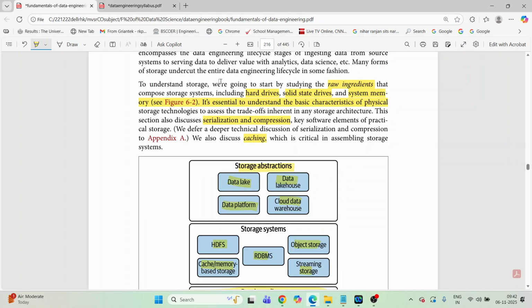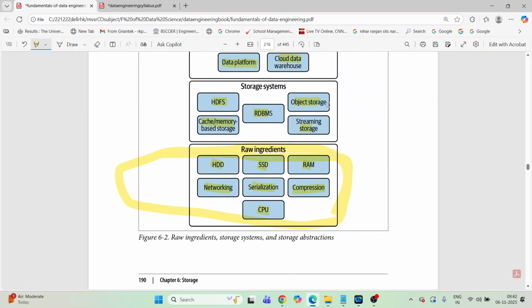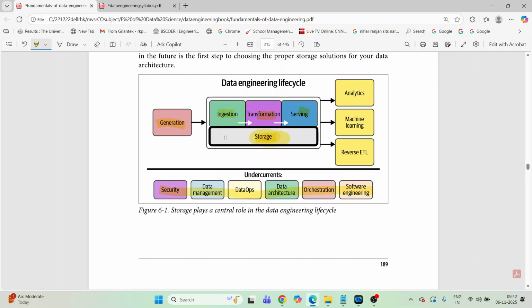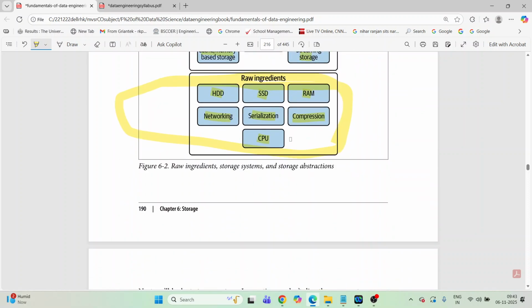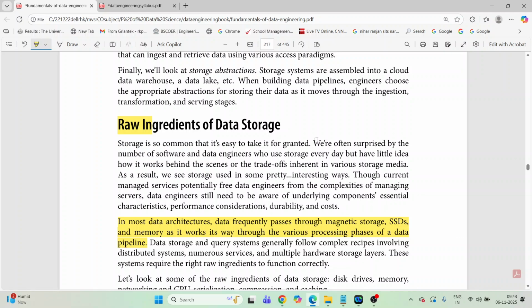So we need to understand the basic characteristics of all these physical storage systems. We also need to understand what serialization, compression, and caching are, because as a data engineer, basically we are dealing with data movement as well as data storage, right? We are playing around with data. We may be generating the data, ingesting the data, transforming the data, storing the data, and while all these movements are occurring, the storage consequently also happens, right? So for that aspect we need to look back to all these raw ingredients of storage.